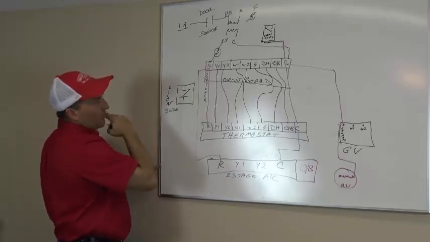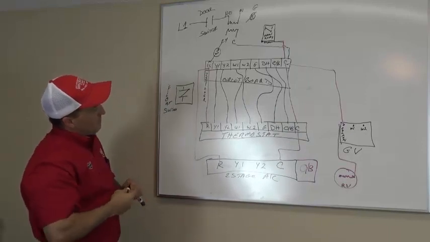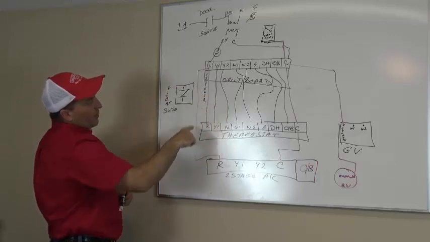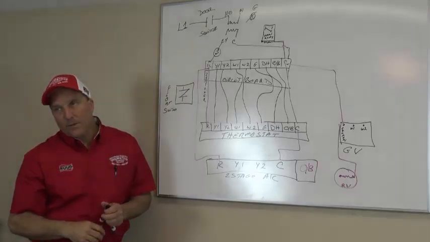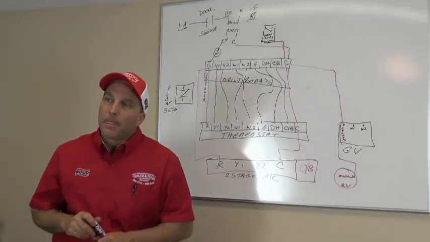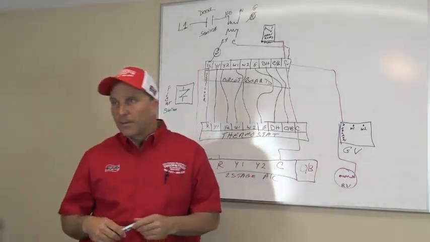Okay. So now, what do I want to break with my float switch? The R. Can I break this R, or do I have to break this R going to my condenser? I can break either one. But do you want to shut off the condenser and the air handler?